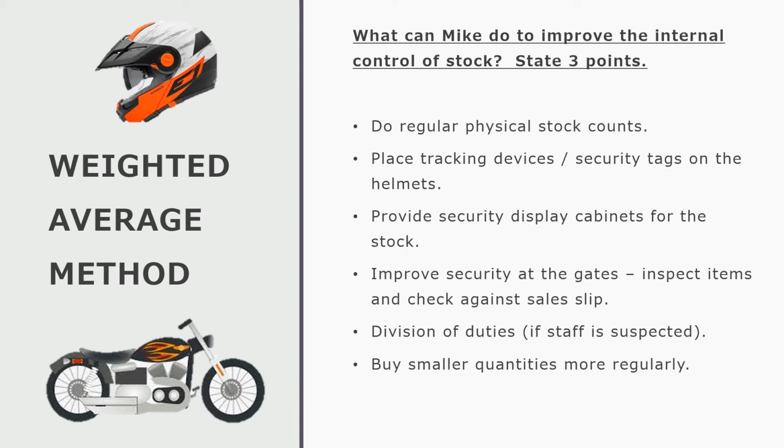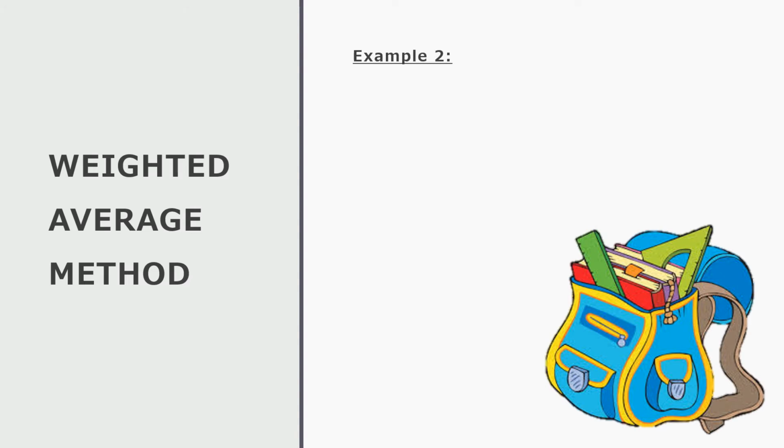So instead of making one large purchase once a month, on the 20th, he can buy more regularly. He can buy every week. Okay, he can go and buy quantities every week, but then buy in smaller quantities, so then it's easier to pick up if stuff goes missing.